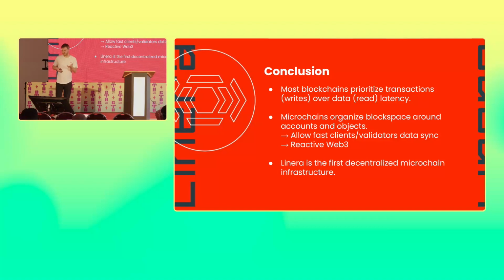With microchains, for the first time, we propose a system where we organize the block space to be indexing friendly, to be structured around the notion of user accounts and potentially the notion of objects. This is very convenient for Reactive Web3. It really enables fast client and validator synchronization, and we are the first decentralized infrastructure to use that idea. All right.